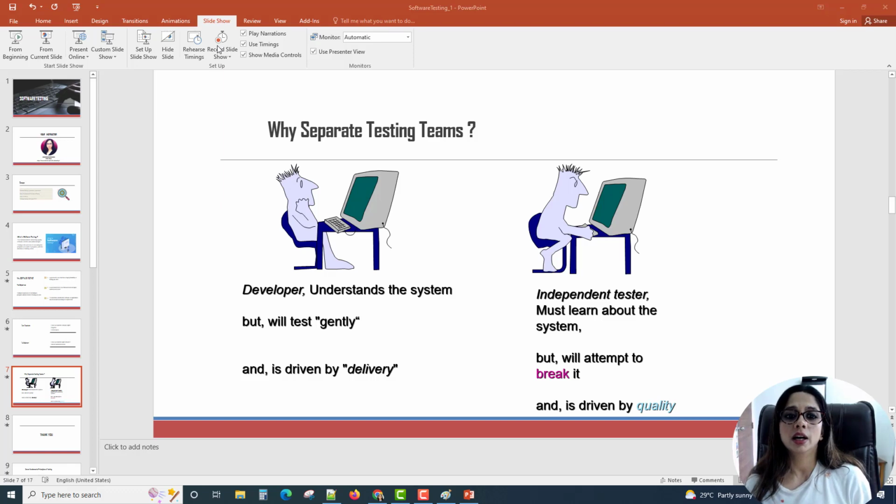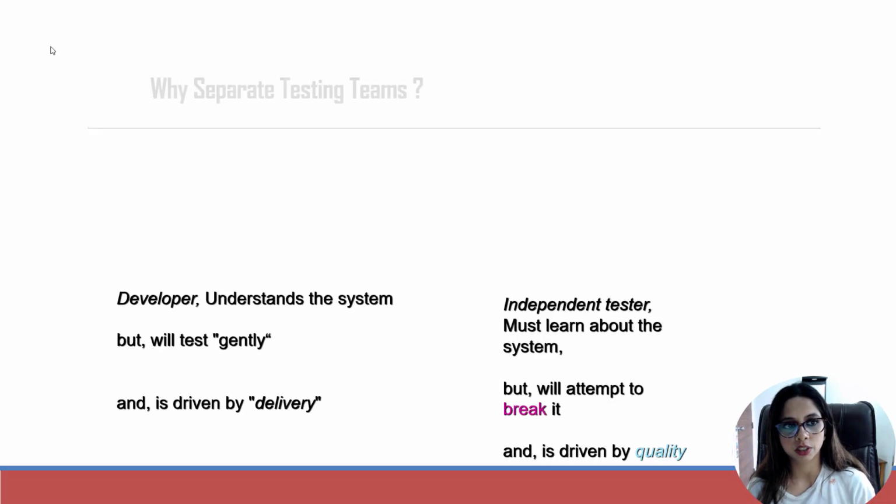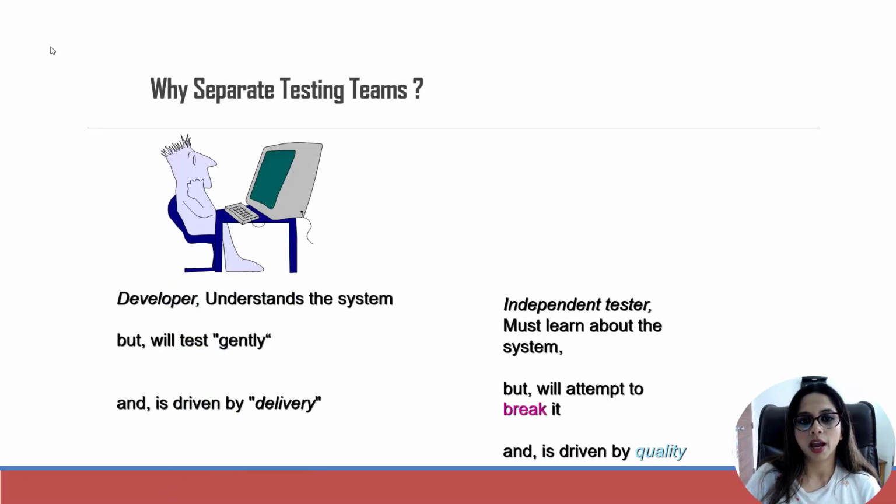So a developer is a person who actually creates the piece of the software, who works on the software and writes the code. So he'll have a mindset of delivering the product on time. So he'll be driven by delivery, and he is aware of only the portion of the software which he has worked upon. He'll have less idea about the sections which he has not created. That's how a developer can think.